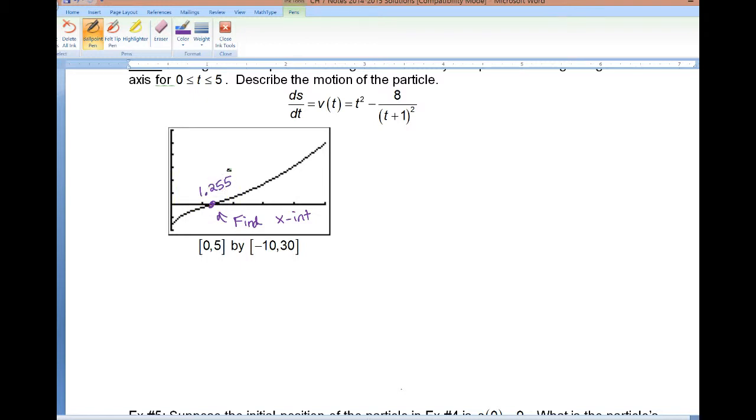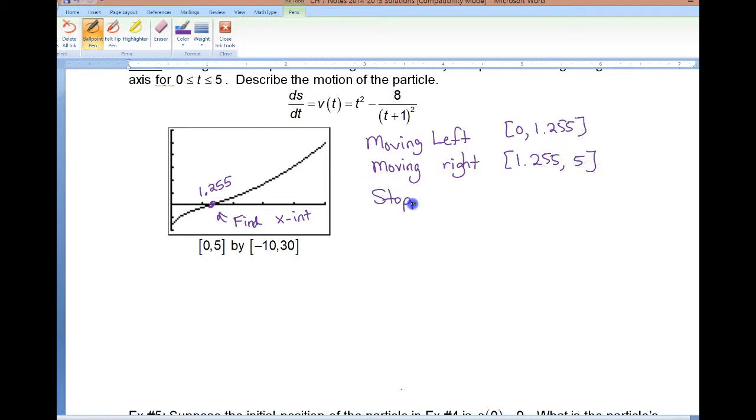Remember, always round to 3 decimals, please. Okay, so when is it moving left? This is really easy, guys. We just want to basically write this out. It's moving left from 0 to 1.255, and then moving right from 1.255 to 5, and it's stopped at t equals 1.255. That's all.